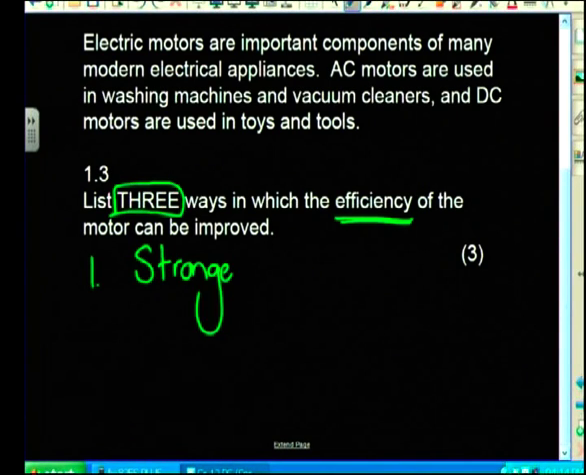Okay? Please be careful here, grade 12s. Often you mean stronger magnets, but you write bigger. A bigger magnet isn't necessarily a stronger magnet. It's just bigger, there's just more of it, okay? We want a stronger magnet. We want a stronger magnetic field. Be careful there.